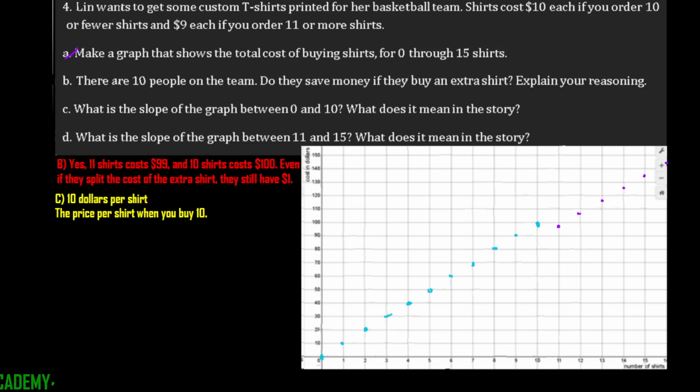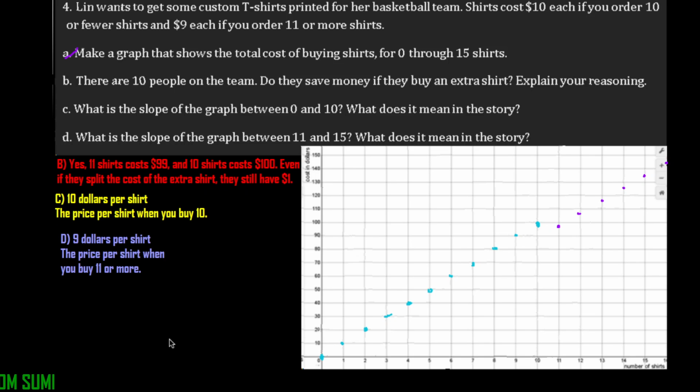And then for part D it says what is the slope of the graph between 11 and 15. So it's talking about that purple line now. So what does that mean in our story? It means that it's $9 per shirt, the price per shirt when you buy 11 or more shirts. So make sure you can graph those out for yourself.